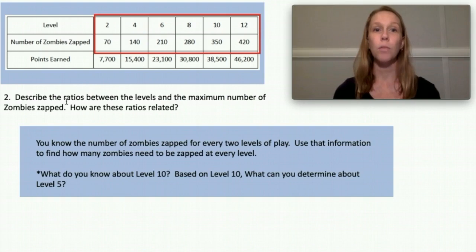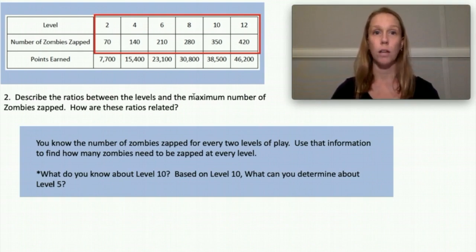So to describe the ratios between the levels and the maximum number of zombies zapped, I've put a red box around those two because those are the 2 rows we're going to look at. And how are those ratios related? So try to fill that out. You know the number of zombies zapped for every 2 levels of play. So how might you use that information to find out how many zombies need to be zapped at every level?